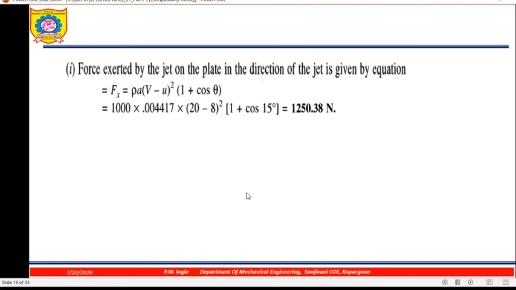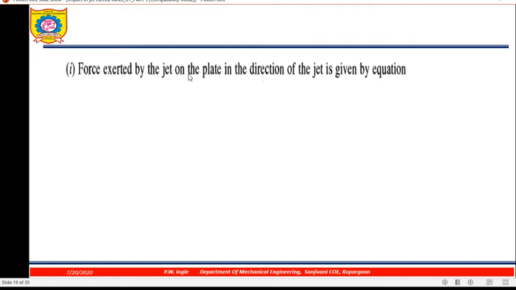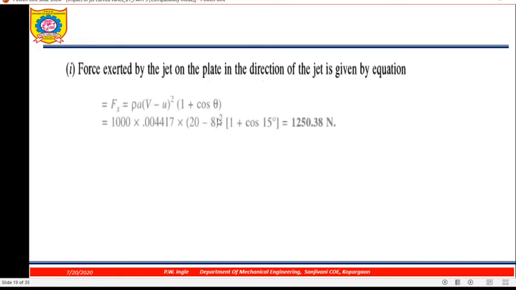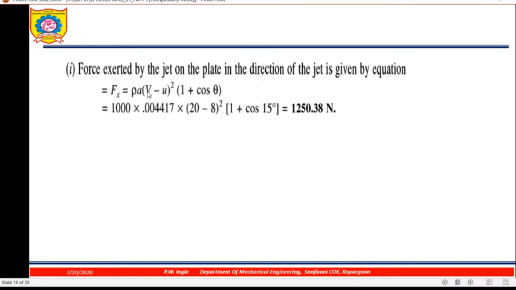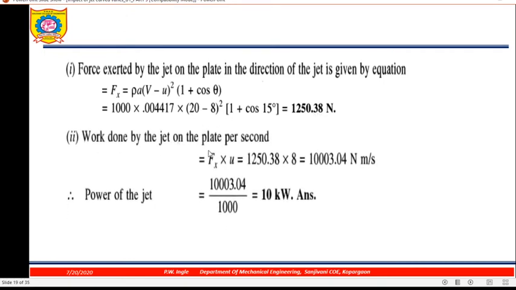Now, the force exerted by the jet on the plate in the direction of the jet is given by the equation Fx equal to rho a (v minus u) square (1 plus cos theta). So you put all values, you will get the answer as 1250.38 Newton. Work done is Fx into u. So you are getting the power of the jet as 10 kilowatt.